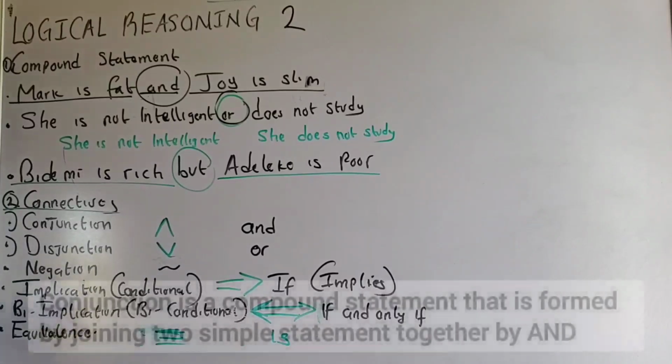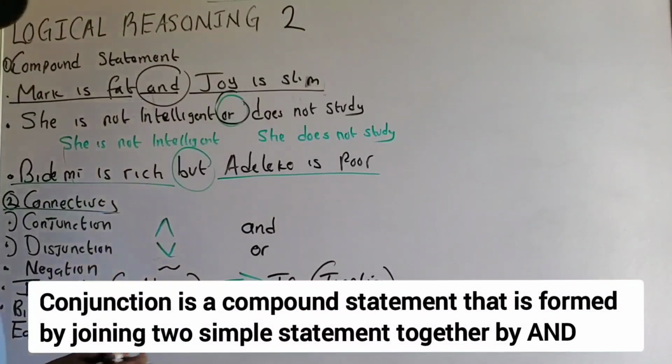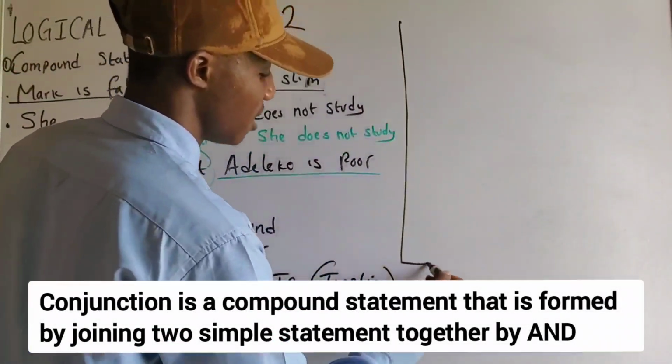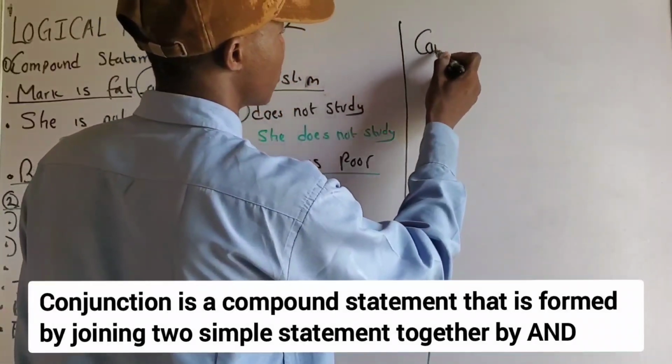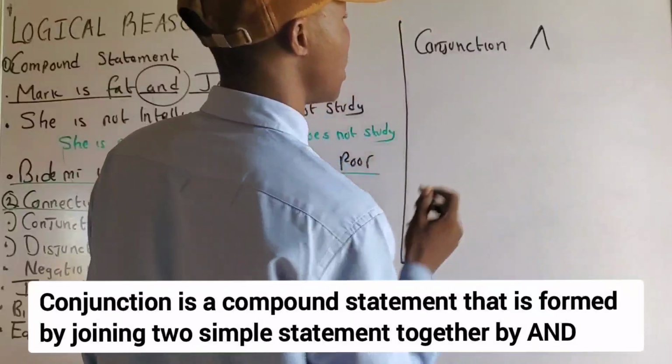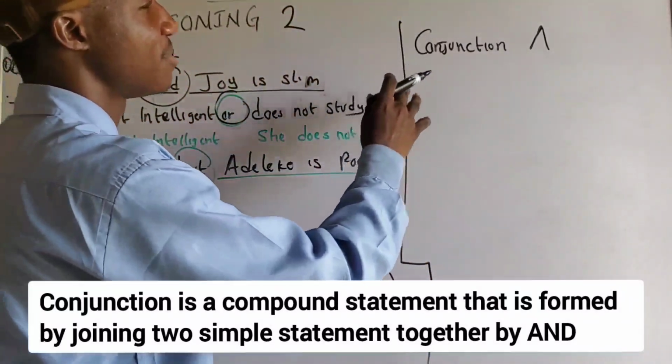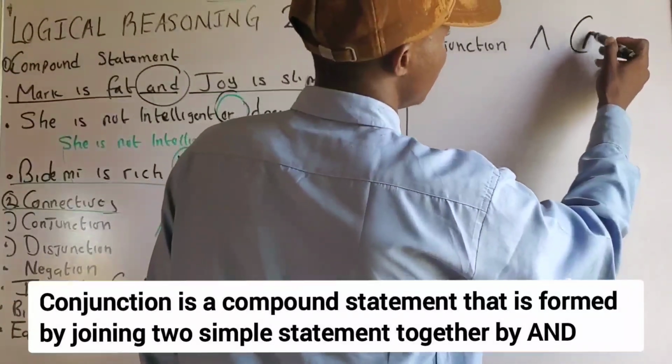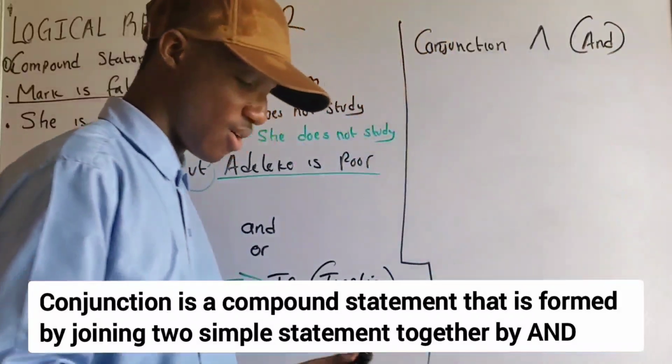Want. So let's start with conjunction, okay? Conjunction. Let's start with conjunction. Don't forget, I told you conjunction is represented by this sign and it means and. Do you understand? And.